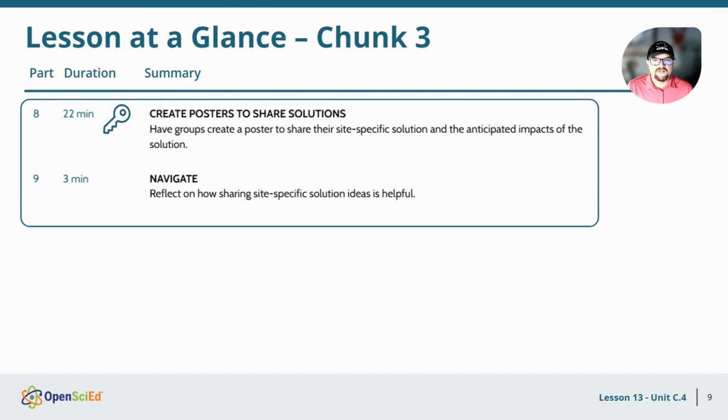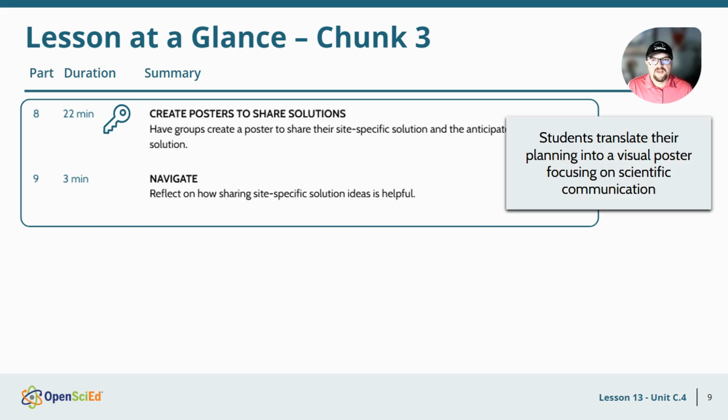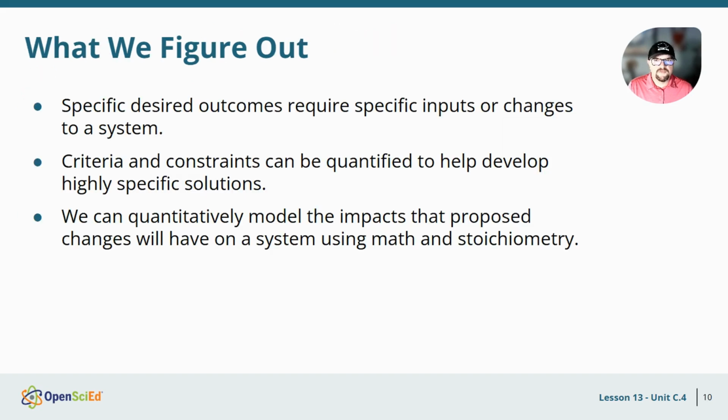Chunk 3 occupies the second half of day 2. Students translate their dense planning documents and stoichiometric work into a large format poster on chart paper. The focus here is scientific communication, creating a visual model that clearly shows how the solution functions on the particle level, displaying the supporting calculations alongside the diagram, and explicitly identifying the trade-offs involved.